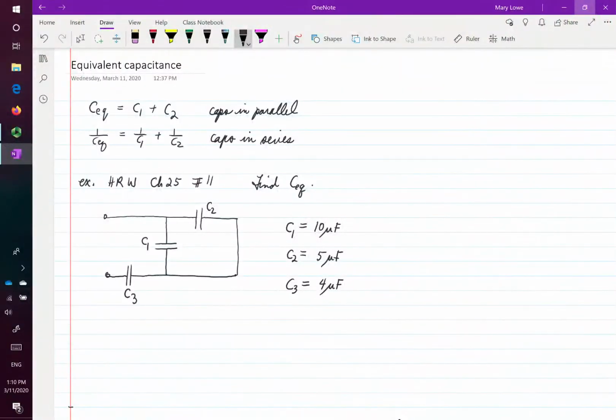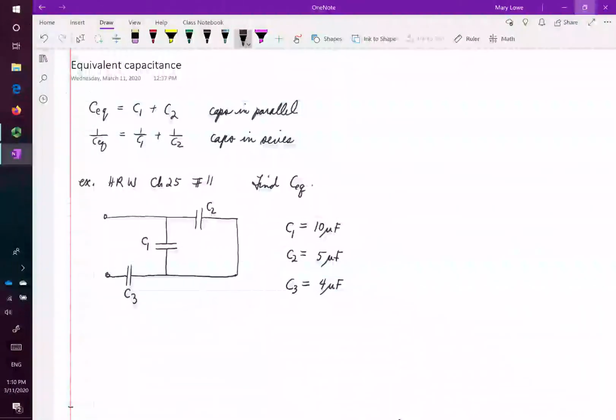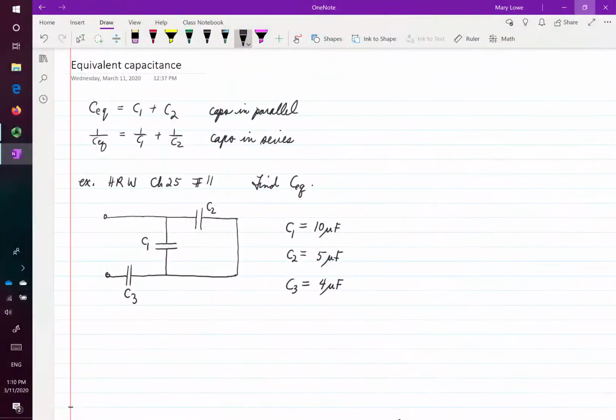Hi, we're in chapter 25 of Halliday, Resnick, and Walker, and we are now going to do a problem on equivalent capacitance. I'll walk you through this problem, and as I go along, I'll use this highlighter to show you where I am on the page.